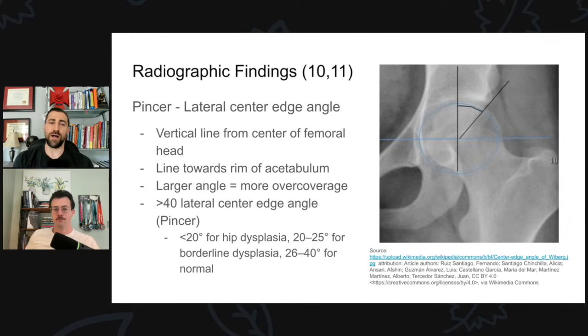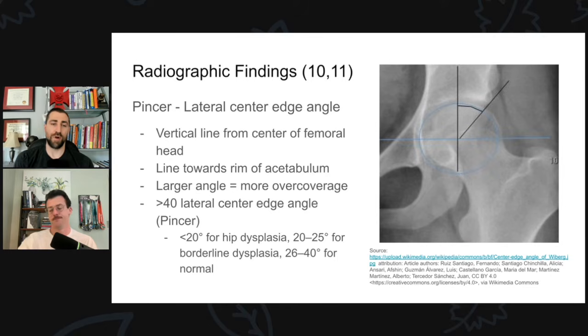For a pincer morphology, you can measure this in a variety of ways. The big one's going to be a lateral center edge angle. You essentially have a vertical line through the center of the femoral head, and then you have another line towards the rim of the acetabulum. And that's going to measure how much over coverage there is of the socket over the ball. And if you have a larger angle, that's more over coverage. And if it's greater than 40, a greater than 40 lateral center edge angle, that's indicative of a pincer morphology.